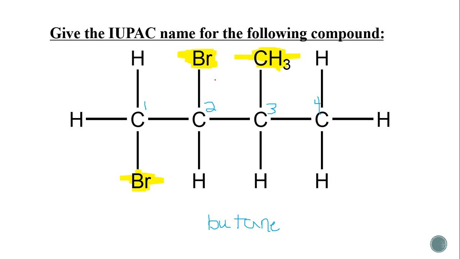Now we need to tell the viewer where these substituents are. Again, these are bromo, that begins with B. This is methyl, that begins with M, so our B comes first. So I'm going to tell the viewer that on the first carbon, comma, and on the second carbon, there's a bromo.